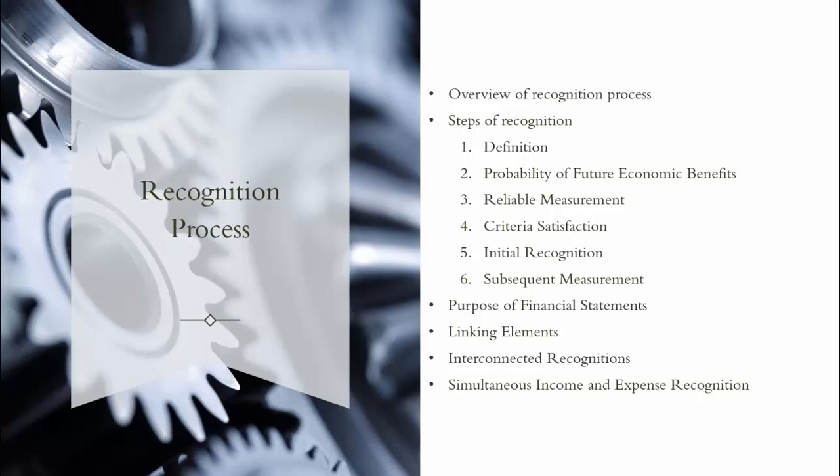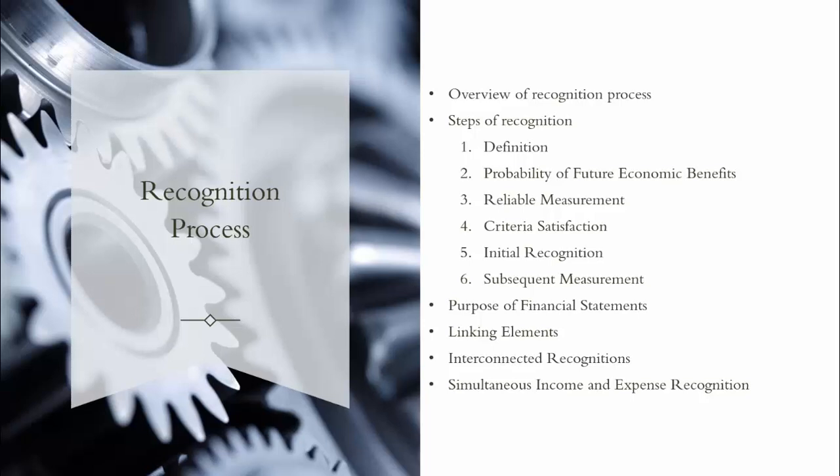Interconnected recognitions. Explanation. Recognizing one item often affects others. For example, recognizing income might mean recognizing a new asset or reducing a liability. Recognizing expenses might mean recognizing a new liability or reducing an asset. Example, when a company provides a service and earns revenue, it recognizes income. This might also increase the cash asset if the customer pays immediately.